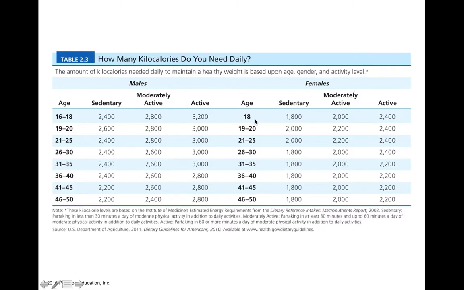I'm a female and I'm about to turn 40 this year, so I'm going to fall in this 36 to 40 range. As a sedentary lifestyle, I would be 1800. However, I have two toddlers and I work full time, so I would consider myself moderately active even though I don't go to the gym very often. So I probably need about 2000 calories per day. So again, you're going to find your sex, your age, and then your activity level. And that's going to give you the daily amount of kilocalories that you ought to be consuming.